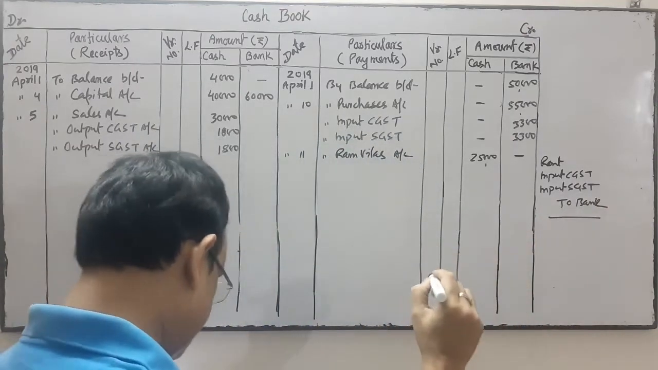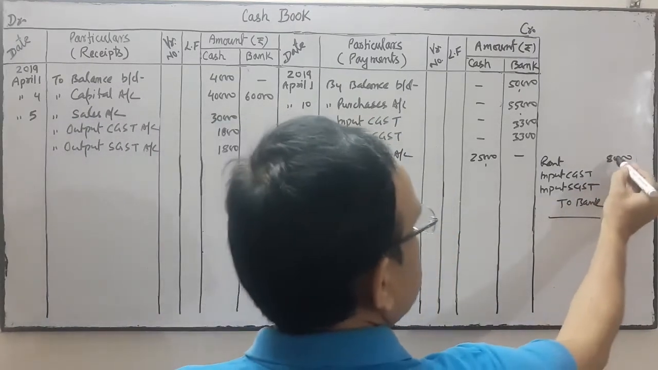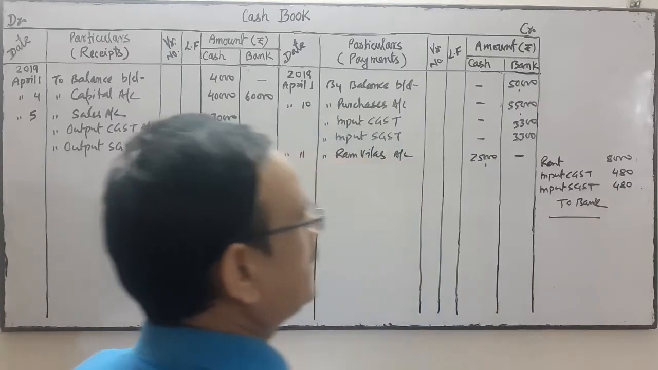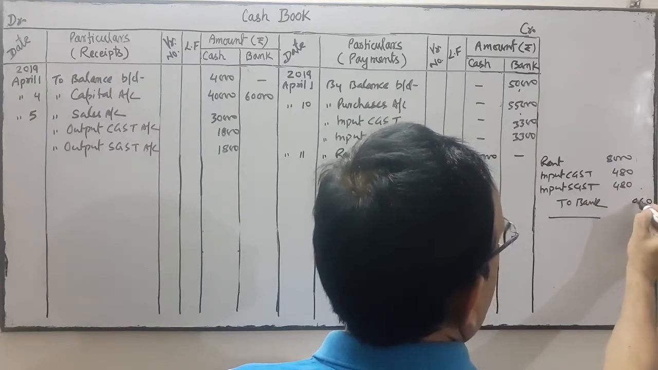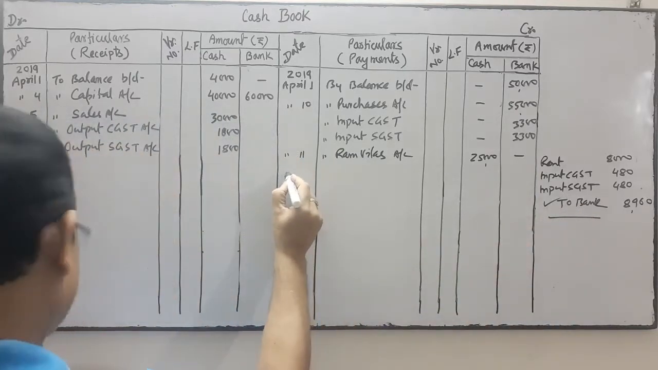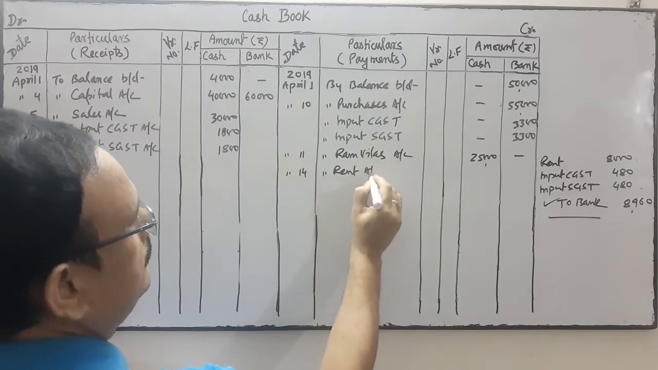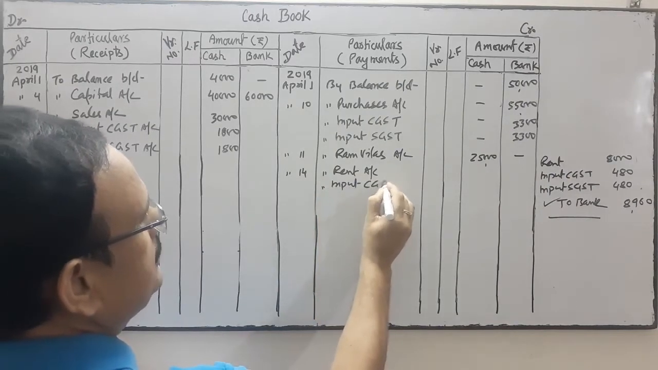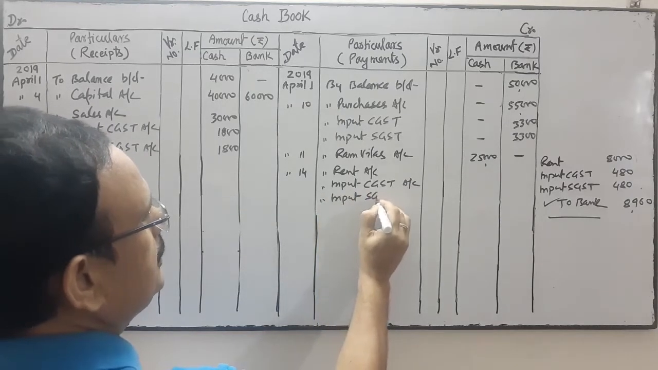So rent is how much? Rent is 8,000. CGST is 6%, so 6% of 8,000 is 480, CGST and SGST. It is paid by check, so total amount is 8,960. So bank is on credit, so credit side will do the posting on 14 April by rent. Opposite side of bank is which account? Rent, input CGST, input SGST.